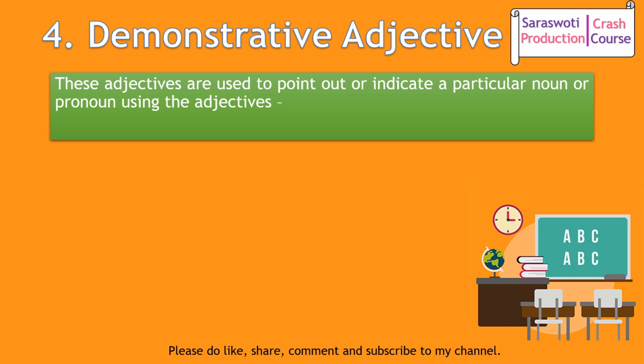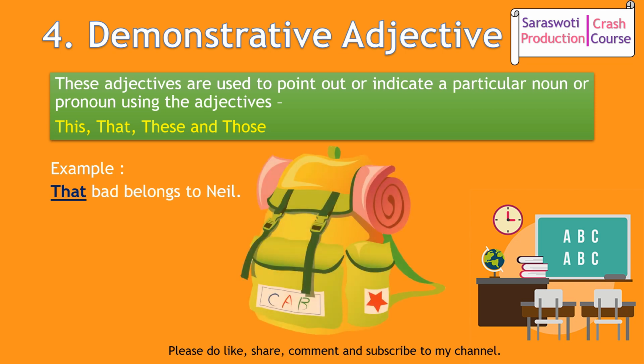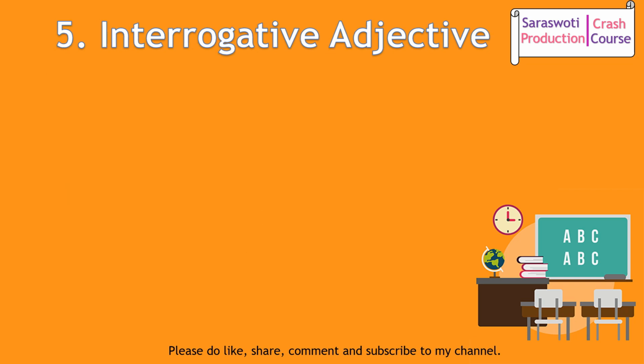Number 4, demonstrative adjectives. These adjectives are used to point out or indicate a particular noun or pronoun using the adjectives: this, that, these, and those. For example, that bag belongs to Neil.